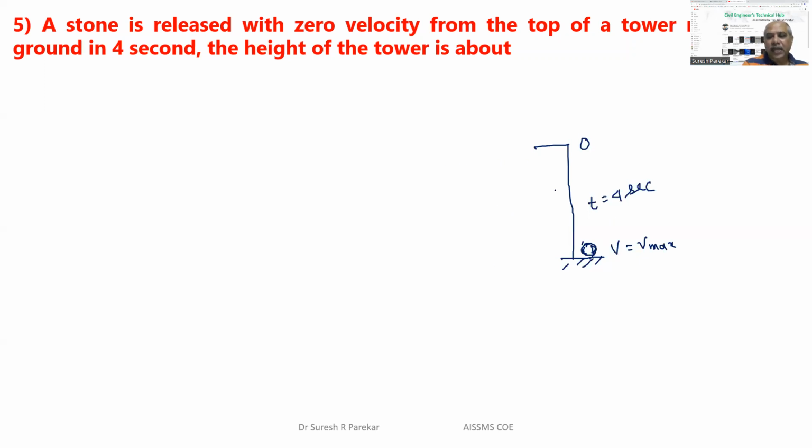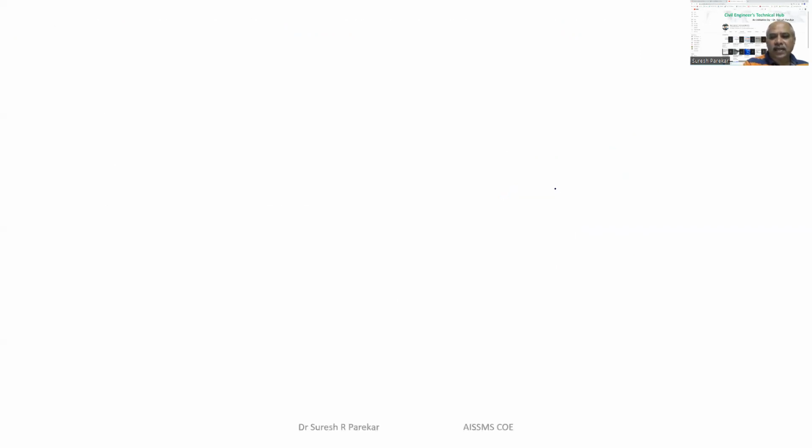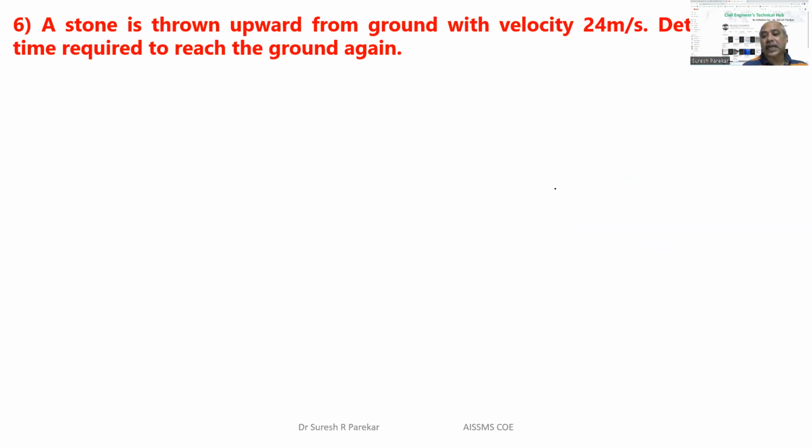So simply, we have s equal to ut minus half g t square. We have this height h, and the initial velocity is 0. As it is coming down, the value of s equal to minus h. This is my initial position and this is my final position. To understand this sign convention, go to the theory video of motion under gravity. From this we get the height of the tower, h, as 78.48 meters. These equations you can understand if you see the motion under gravity theory part.